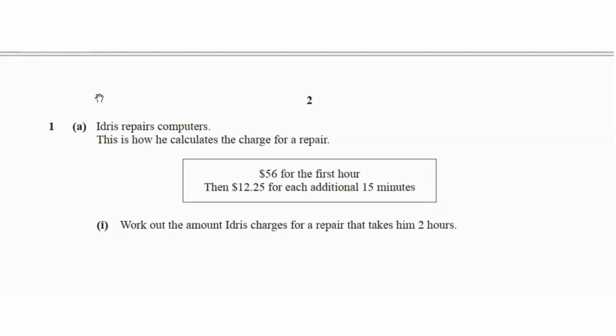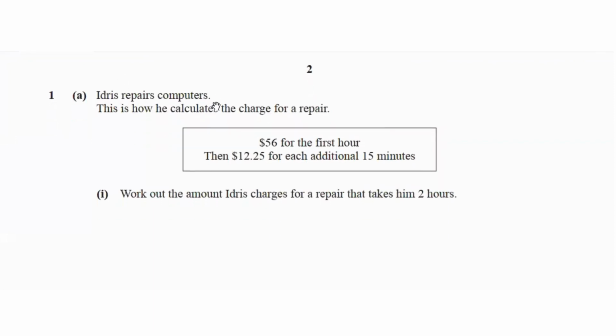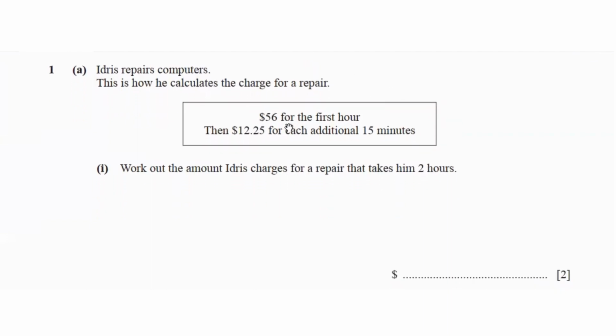And the first question says, is this repair is complete race? This is how he calculates the charge for a repair. So we have $56 for the first hour, then $12.25 for each additional 15 minutes. So work out the amount he charges for a repair that takes him 2 hours.